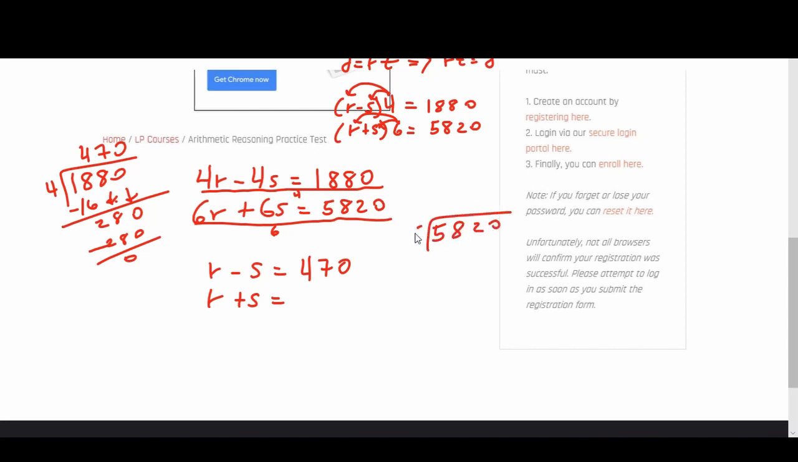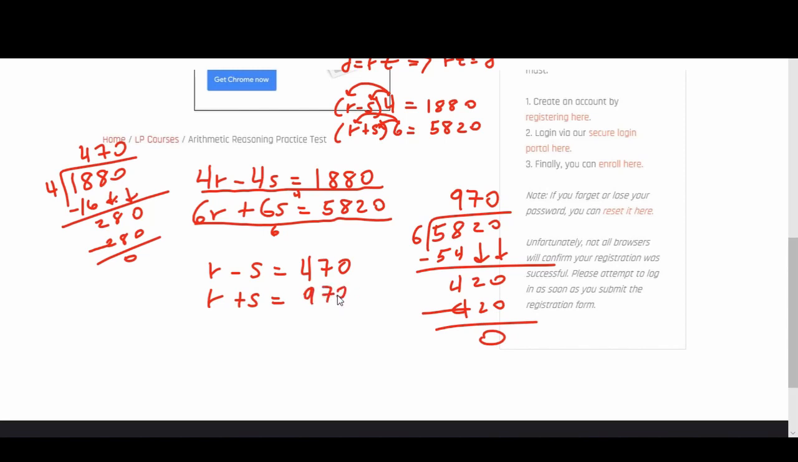5,820 divided by 6 is: 6 goes into 58 9 times. 6 times 9 is 54. Subtract. 58 minus 54 is 4. Drop down this 2, drop down this 0. 6 goes into 42 7 times, therefore 6 goes into 420 70 times, albeit with no remainder. So we know this is 970.